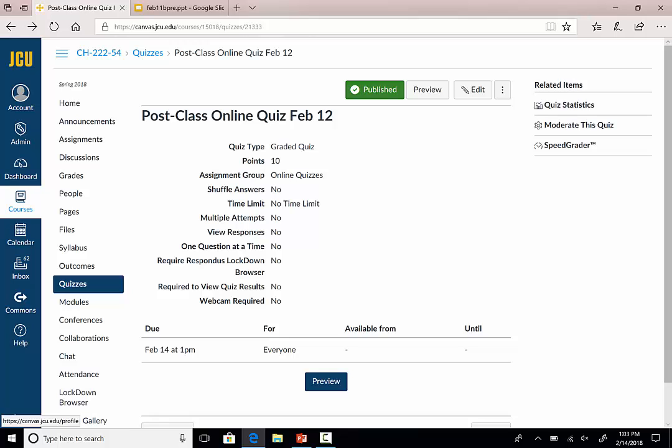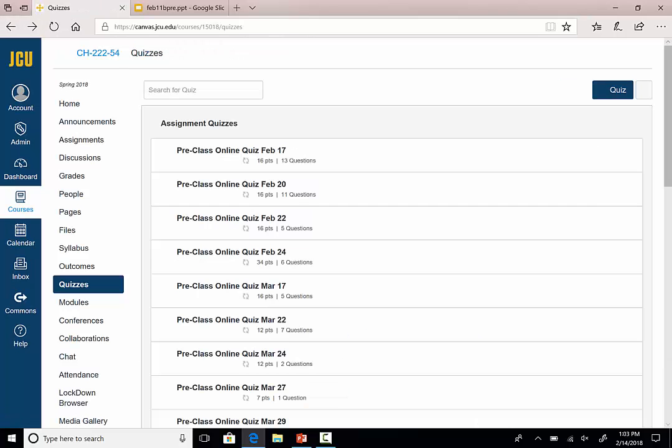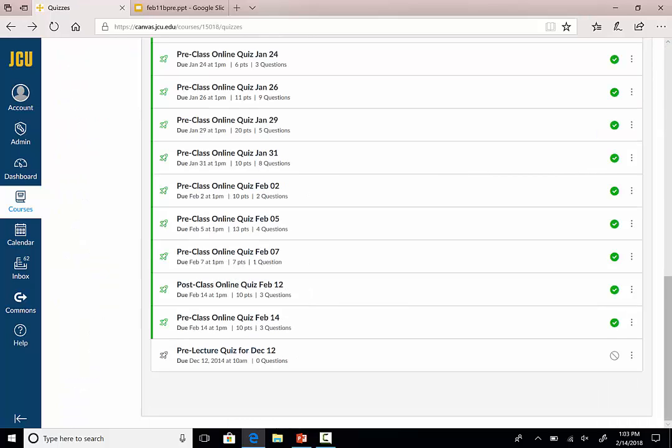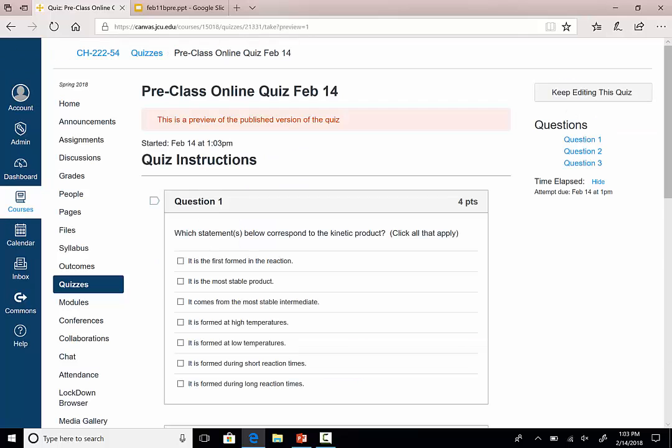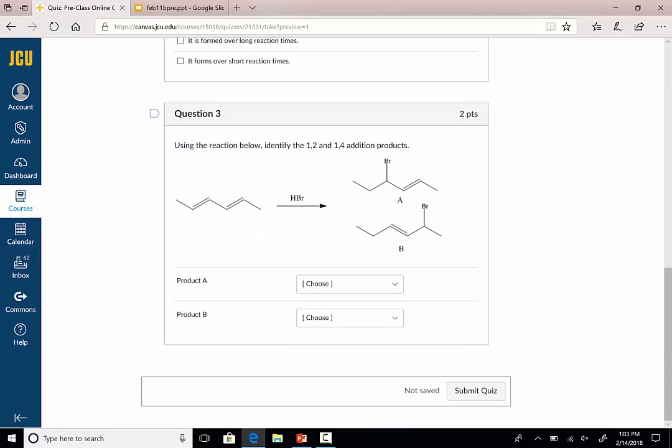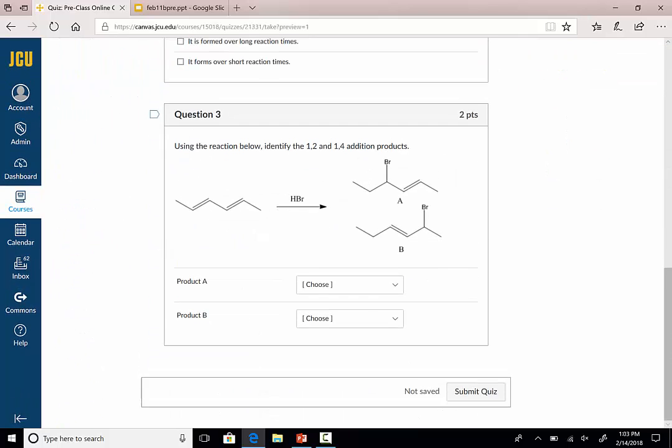So, the question about 1,2 and 1,4 products. Okay, so the last question here is, A is either 1,2 or 1,4, and B is the other. So let me just go into that.